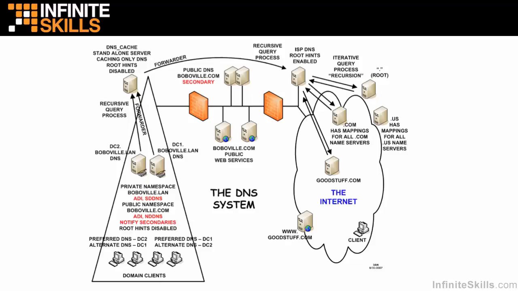That caching-only server also doesn't hold any records, so he's going to forward that query out now to the public internet. And typically what I like to do is forward to my ISP's DNS server. I want him to do the work and send back only the response. I don't want to get involved in an iterative querying process that goes back and forth. So what I'll do is I'll forward my query out to my ISP's DNS.